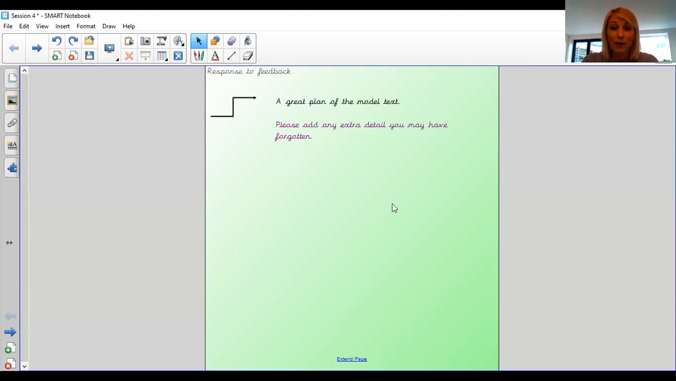Just wanted to start by saying well done. You've really started to learn the model text really well, and you did some brilliant work in the last lesson with Mrs. Cross planning out that model text into the different sections.